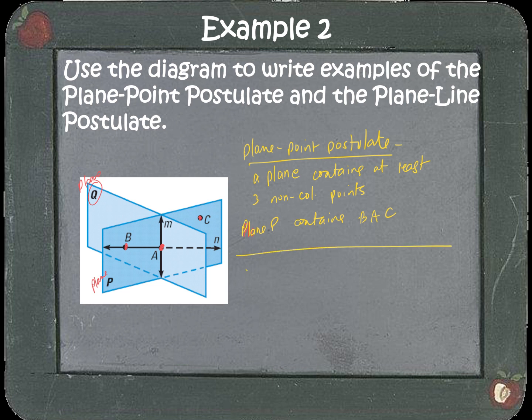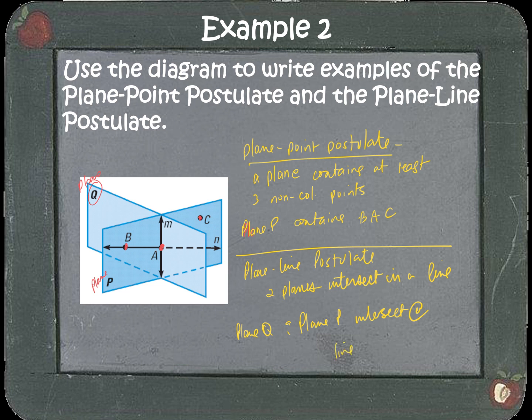Then I go to the next one, which is the plane line postulate. And what this one says is that two planes intersect in a line. And so when I look at this picture, I recognize that plane Q and plane P intersect at line M. And that's what it's just telling me, that two planes intersect in a line, and a plane contains three non-collinear points. So that's how I show both of those.